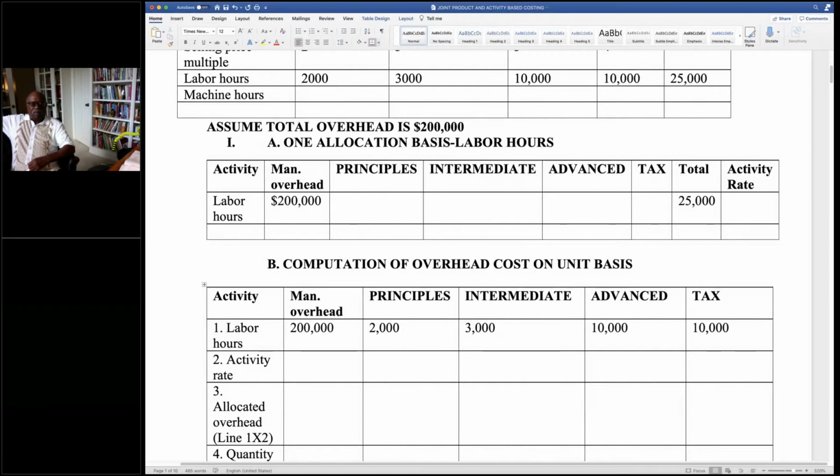We divide the manufacturing overhead by the total labor hours to get the activity rate, which is 8. The total manufacturing overhead that was given, divided by the total labor hours that we calculated. So you divide 200,000 by 25,000 to get 8. And that's for all of them, right? Mm-hmm.